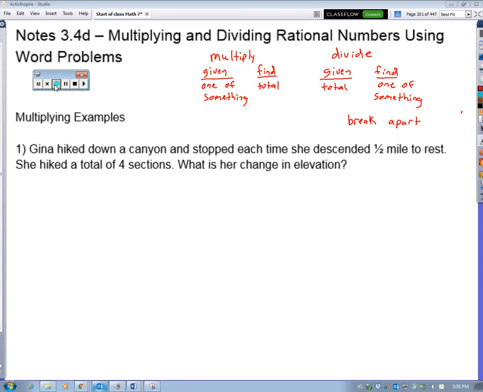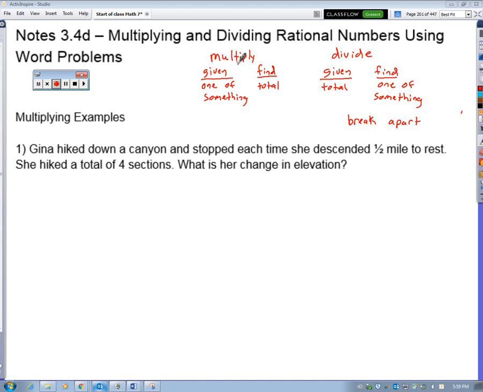Alright, my little math friends, I am back and we are moving on to lesson 3.4D. We have this lesson and one more lesson done, and then we are finished with chapter 3 and we can finally move on to something else. We are going to be talking about multiplying and dividing rational numbers using word problems.